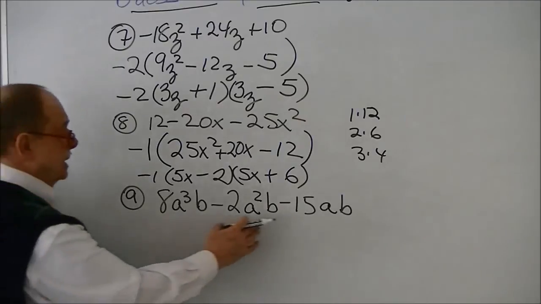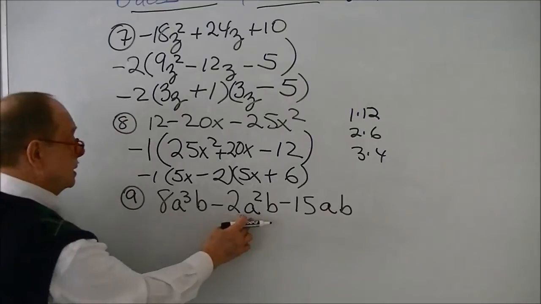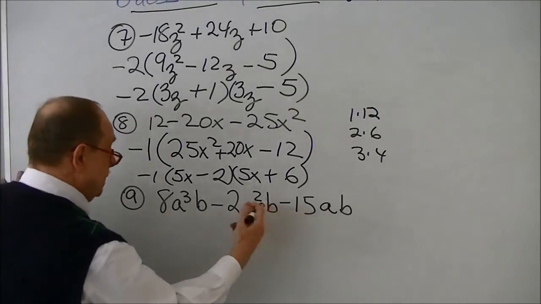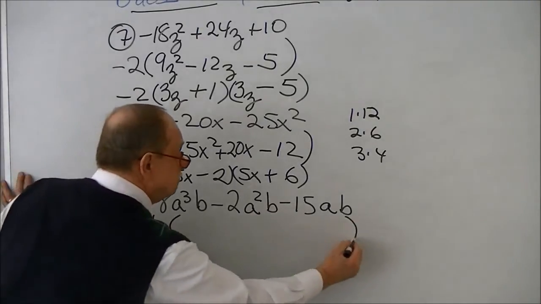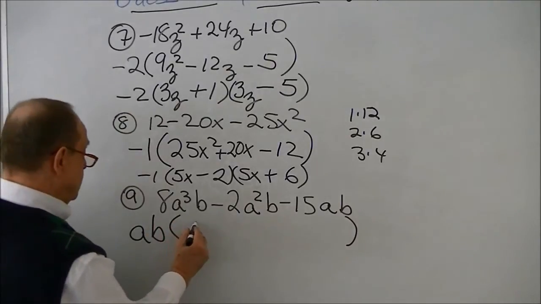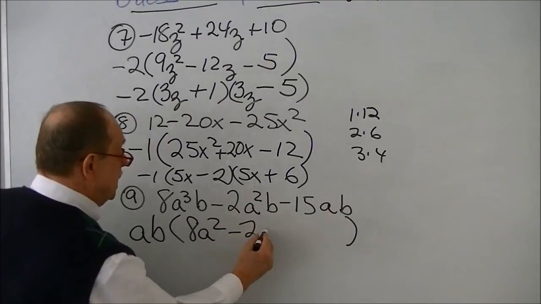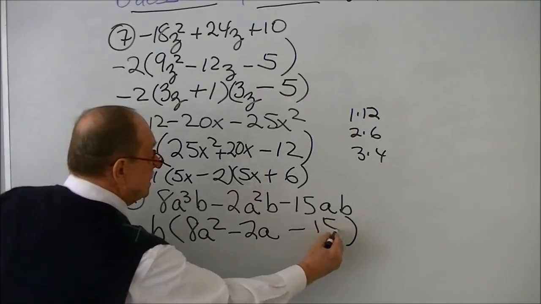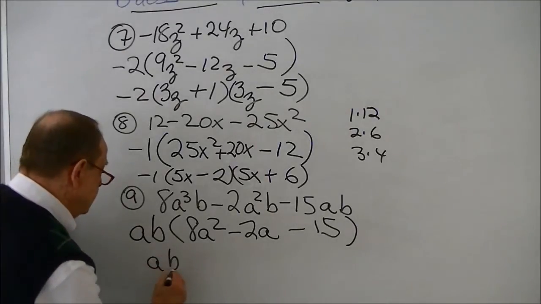All right, for number 9, as I look at that, there are some common factors. I could take an A out of each term and the B. So let's take the AB out of each term. And this gives me an 8A squared minus 2A minus 15. Again, the AB stays.